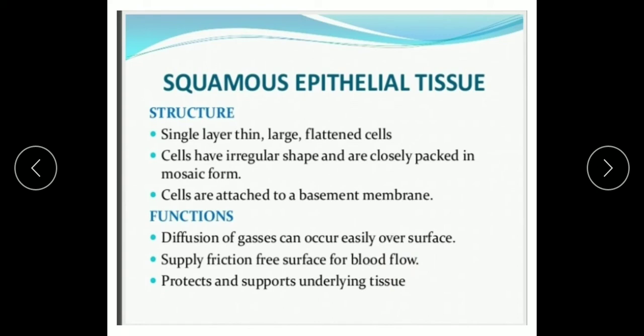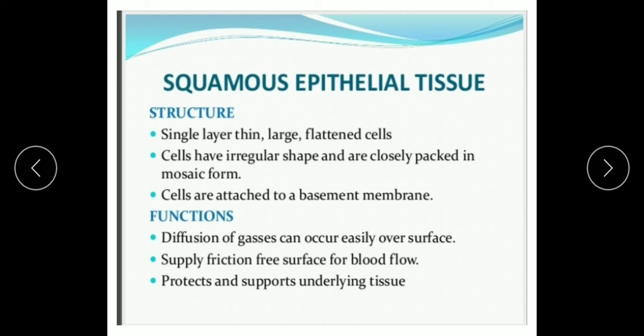The major function of the squamous epithelial tissue is diffusion of gases, which can occur over the surface. You already studied diffusion, osmosis, exosmosis and endosmosis in the previous class. Diffusion means molecules move from a higher concentration to a lower concentration, without any membrane. Molecular movement from higher to lower concentration is known as diffusion.